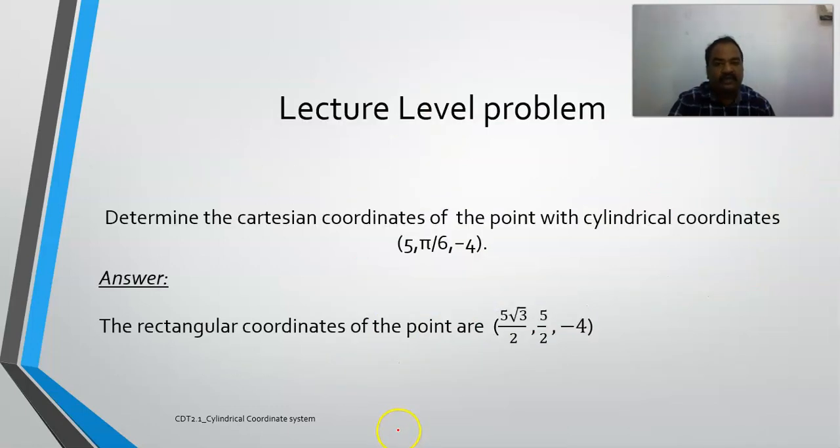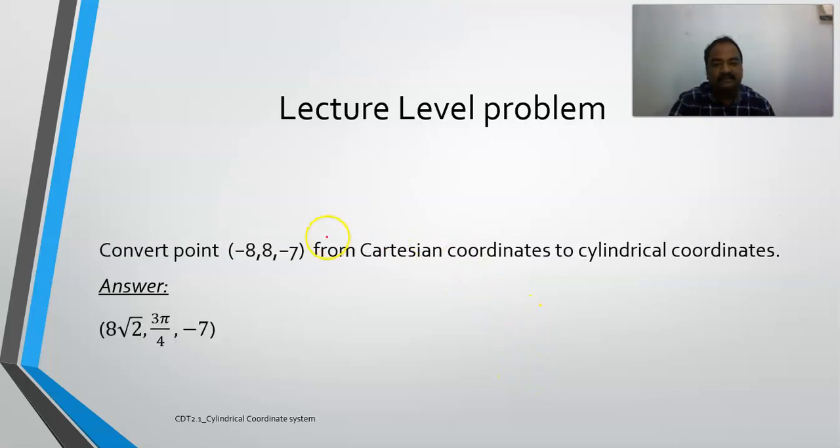Okay. Now moving ahead. This problem you are supposed to solve at home, it is a practice. Now I have given you cylindrical coordinates r, phi and z. You are supposed to compute the Cartesian coordinates. And next, I have given you Cartesian coordinates. You are supposed to convert them into cylindrical coordinates.